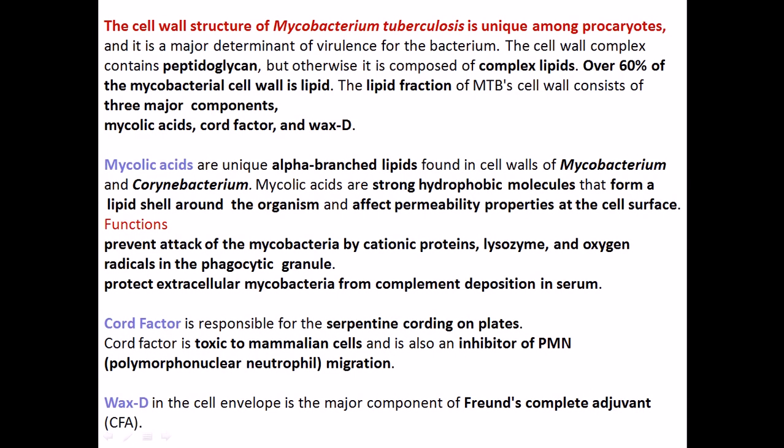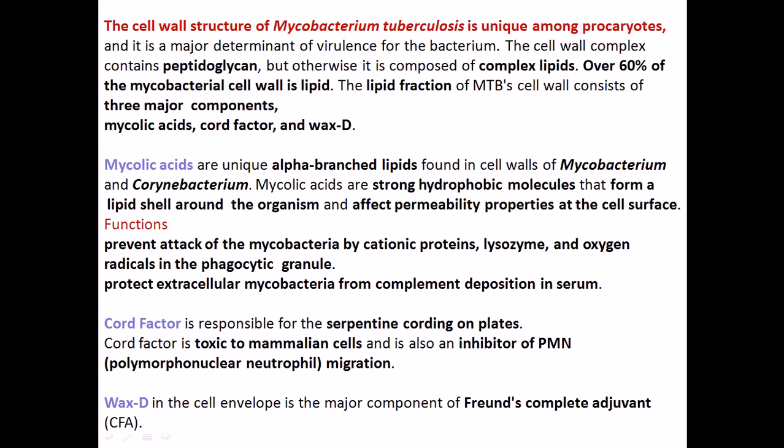Now the second important thing is the cord factor. This is responsible for the serpentine cording seen on plates. The cord factor is toxic to mammalian cells, and it is also an inhibitor of polymorphonuclear neutrophils. So what do we mean by that?